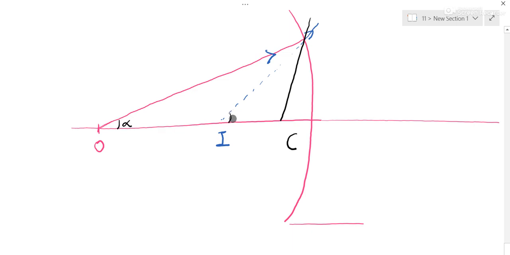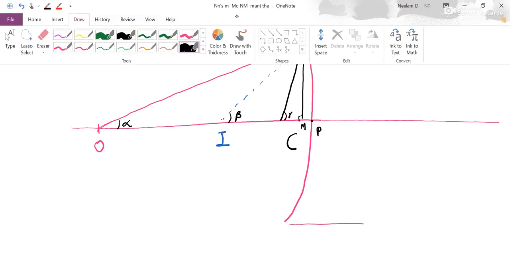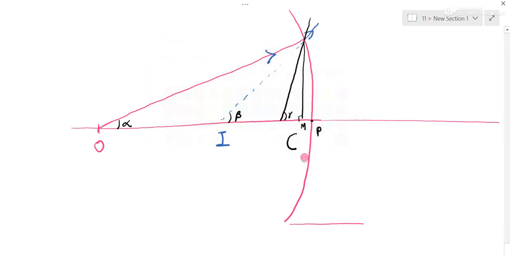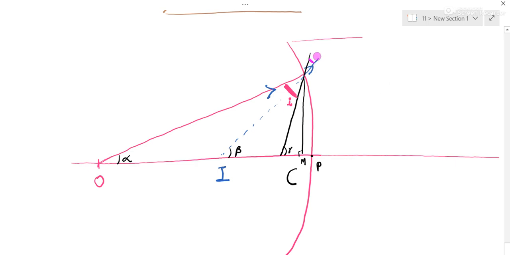Alpha, beta, gamma. Drop a perpendicular. This is M. This is P. Okay, and then I need O and C. The angle at O and C is the angle of incidence. So this is your angle of incidence. Then a bit pink. This is I. And the angle at I and C on the other side, this is R. Okay, do it by vertically opposite angles. This is R. Right? Blue and black. This is your R. Okay, children, this is I and this much is R.